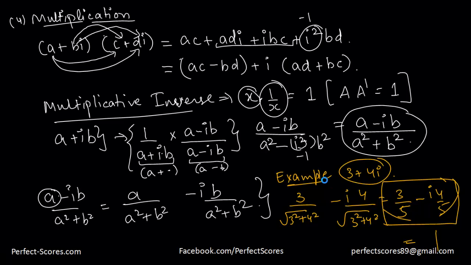So now let's get to the next property. Since we've talked multiplication, let's talk about the division of a complex number. So how do you actually divide a complex number? Let's suppose I have two complex numbers: z1 is a plus ib, and another complex number is c plus id.